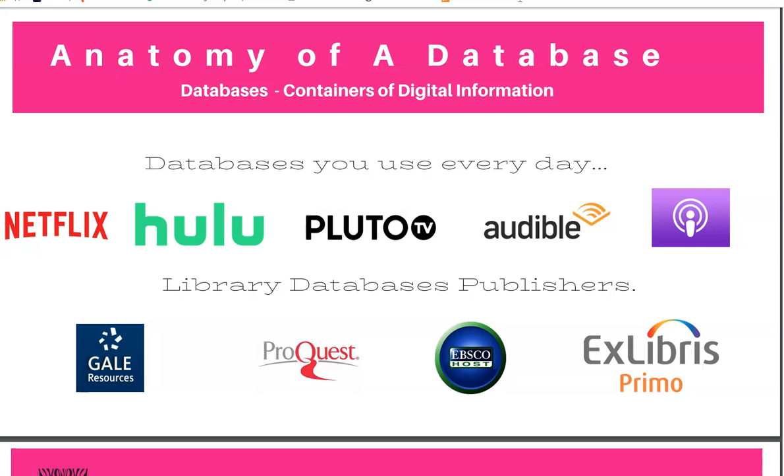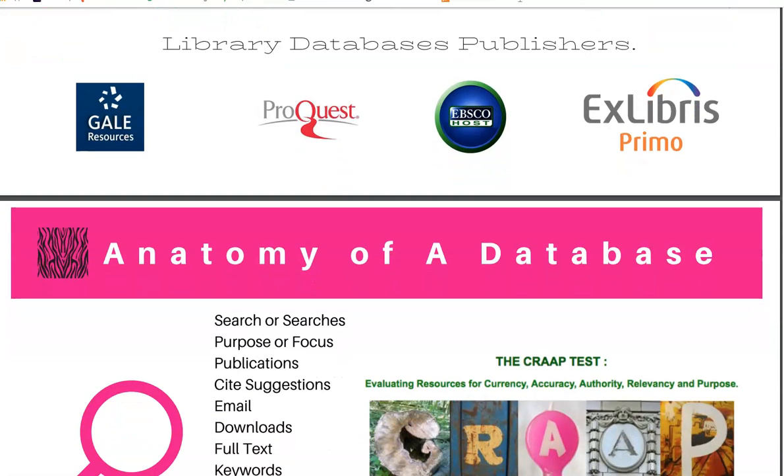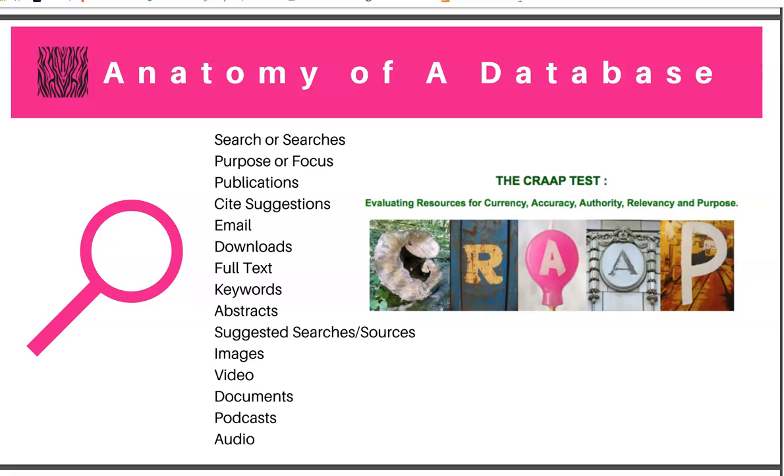But here in the library world, we have Gale, ProQuest, EBSCO, and Ex Libris, which is our library catalog, plus a couple of databases. So what we're going to look at is what will we find if we go and hit 122 databases. What makes them the same? What makes them the same is their search or searches. Do they have an advanced search? Some of them have publication searches. Sometimes to the right of the search, you have a drop-down box that can search for full text. It can search inside of abstracts. It can search only for publications. All sorts of options. They may have a different purpose or focus.